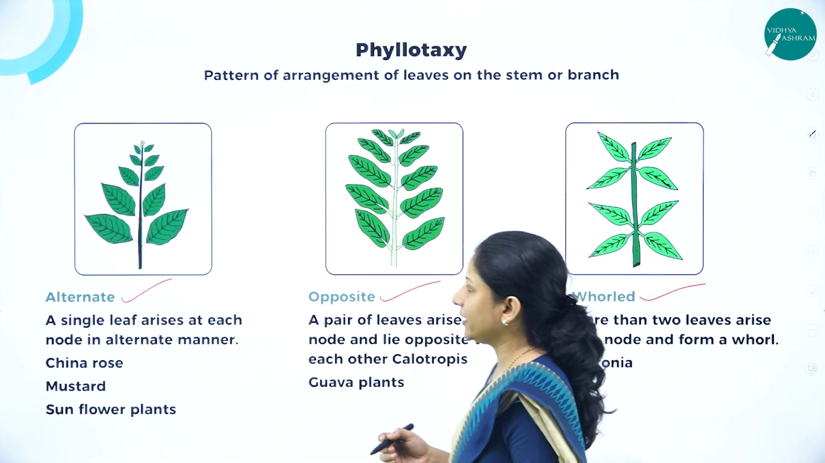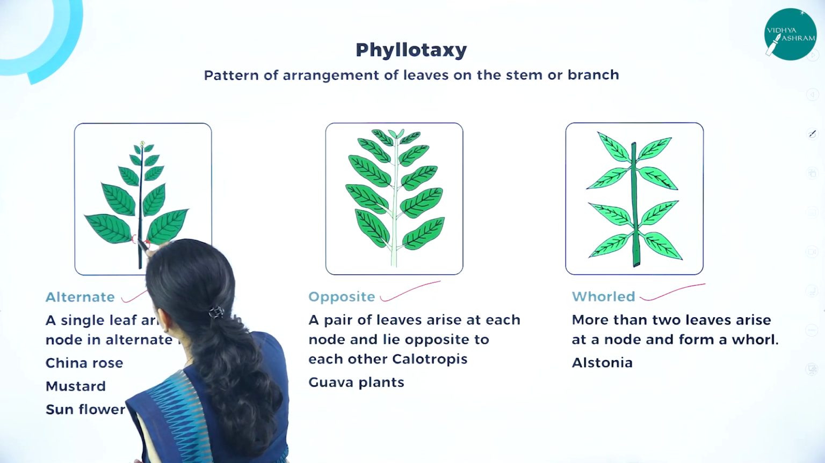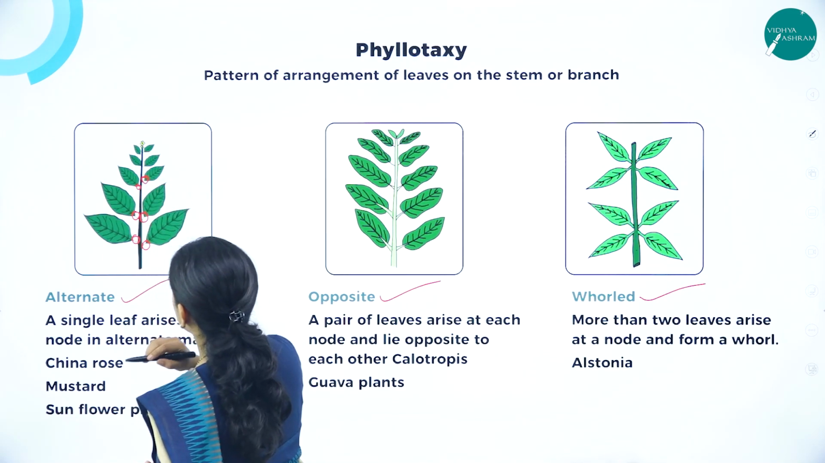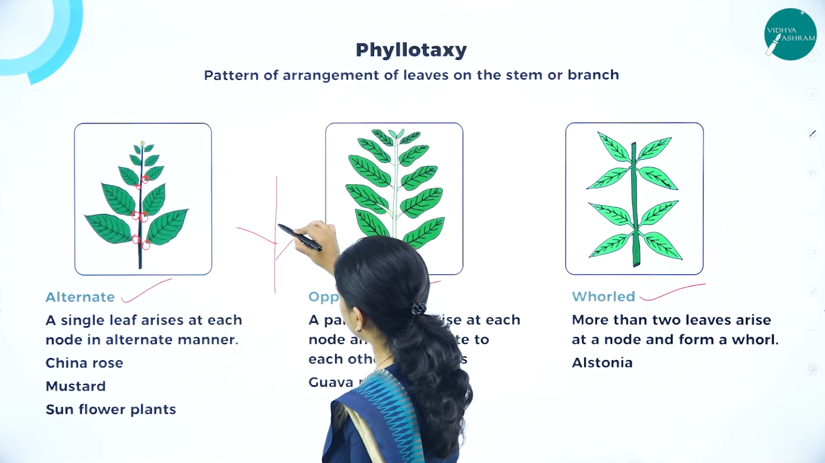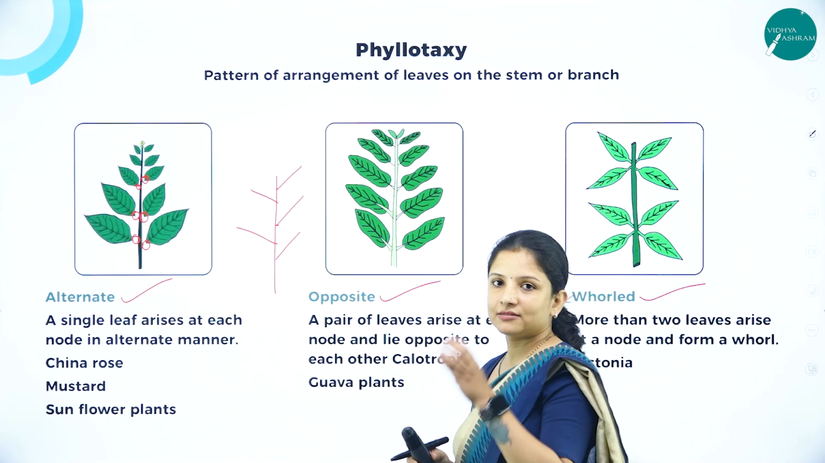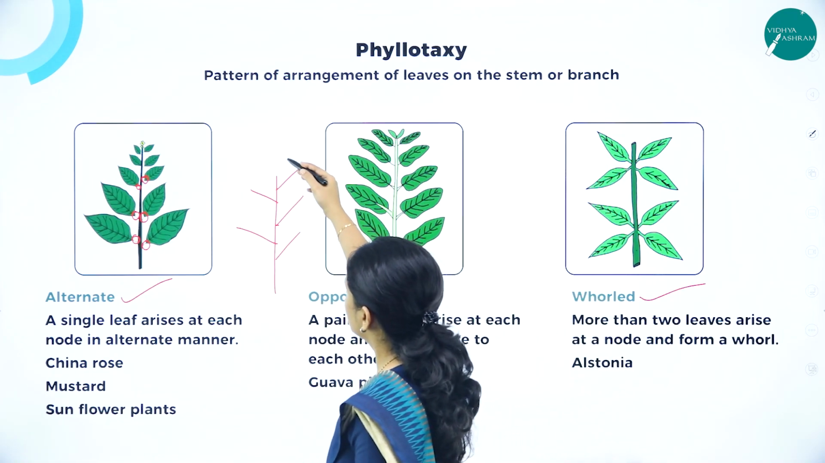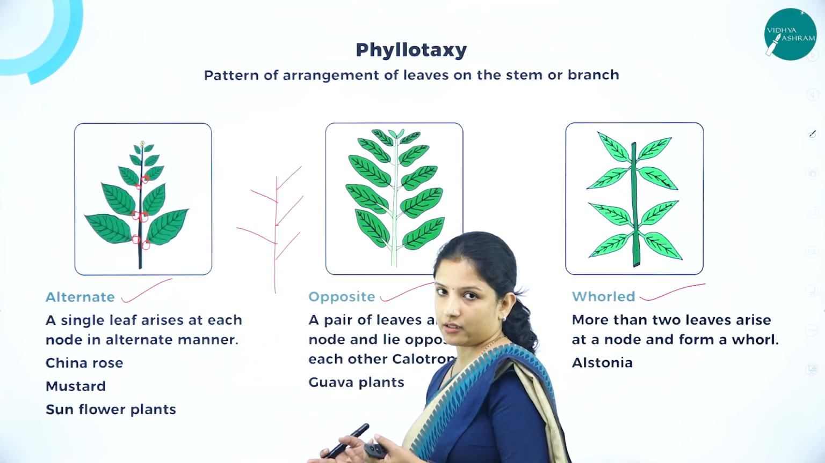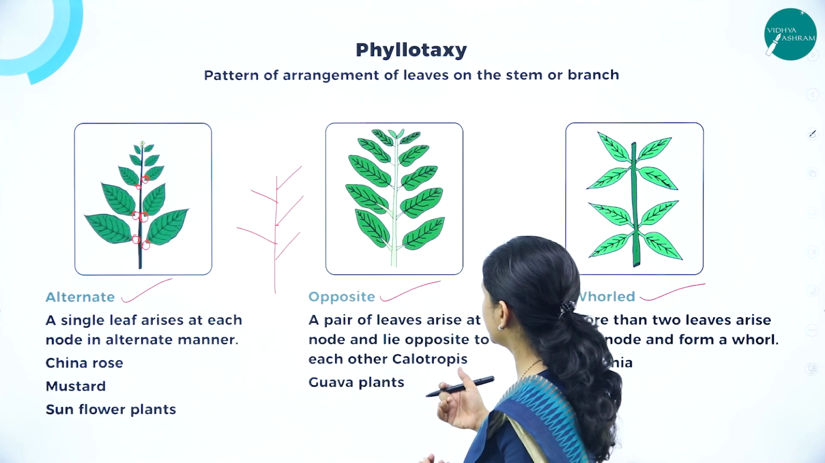Alternate. Here you can see the petiole, one is here and the other one here. This is alternate. One leaf, if it is here, the other one will be here, the other one here. So a single leaf arises on either side of the midrib or the rachis or the stem in an alternate manner. So that is called alternate leaf arrangement.